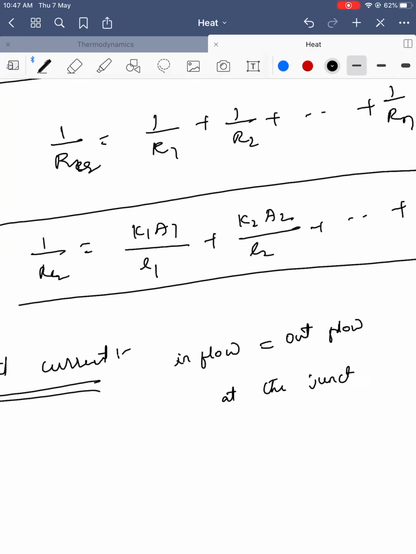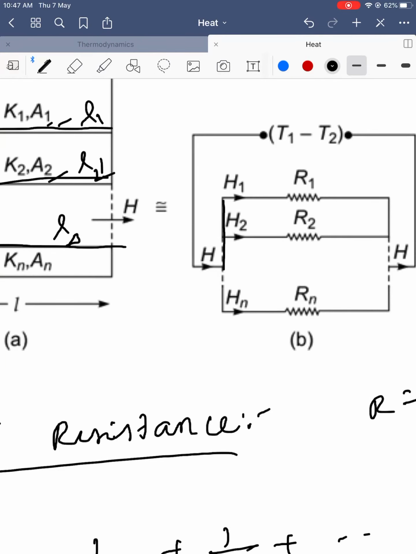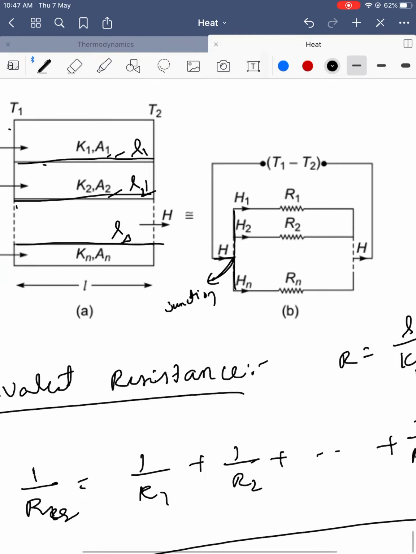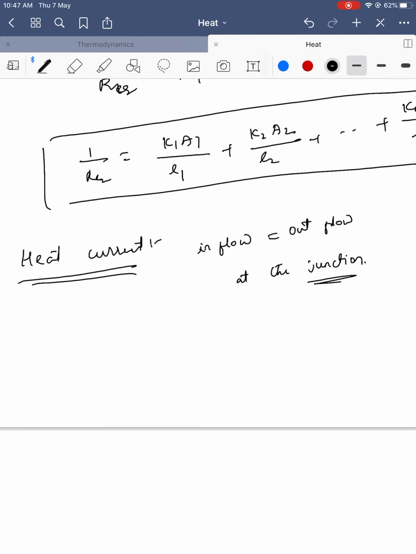Sir, what is a junction here? Junction is the point here. You just see here n resistors are connected. This point where it is divided into multiple paths is called the junction. Okay, junction. So current in must be equal to current out. What is the in? This is an important law, note down carefully. H must be equal to, it is divided into n parts, H1 plus H2 plus and so on plus Hn.